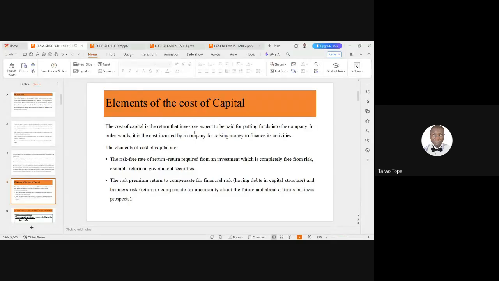In business, we have what we call financial risk and business risk. Financial risk is the risk a business encounters when they introduce debt into their capital structure. But when a business is being run solely based on equity, it is free from financial risk. But as you introduce debt into your capital structure, you face financial risk. And also we have the business risk. The business risk is the risk that a business is exposed to based on the fact that they are in a particular line of business. So any firm, any business that is in a particular industry is expected to face certain types of risk. So that is business risk. So the risk premium is an element of the cost of capital likewise.